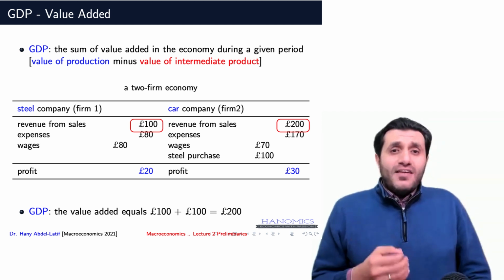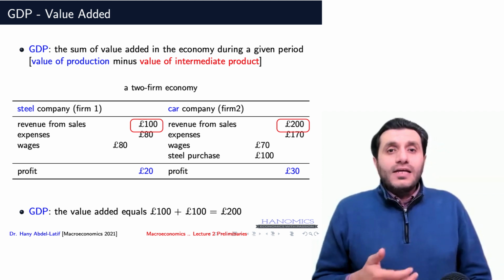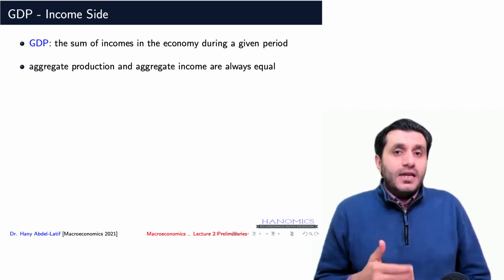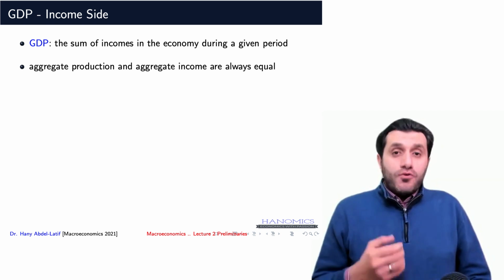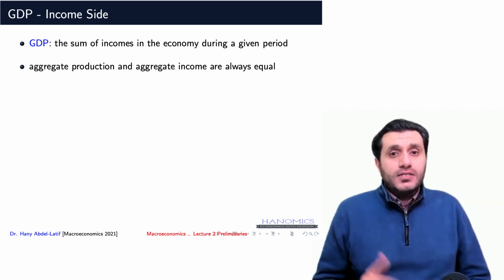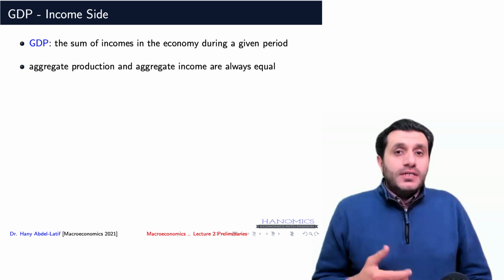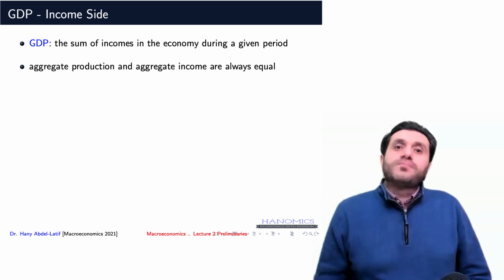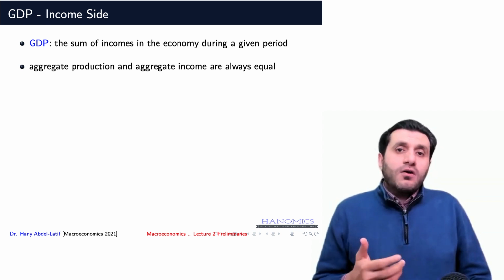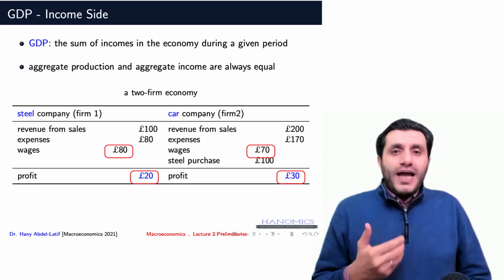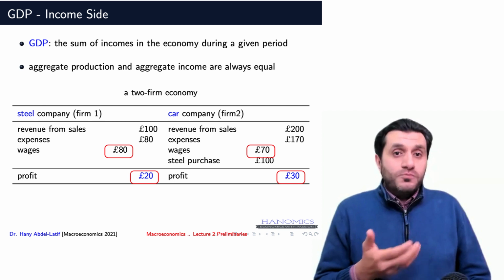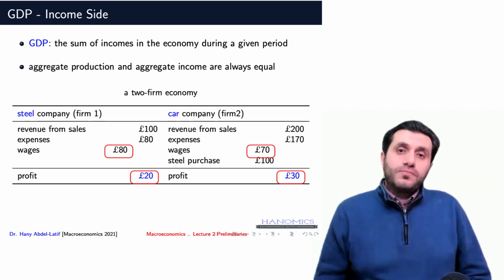Besides the value added approach, one can calculate the GDP from the income side by adding up all income in an economy during a given period. Remember, GDP is aggregate output, which is also the total income in a society. The aggregate production and aggregate income are always equal. Referring to our example, incomes in this example country are wages and profits, which add up to £200, the same GDP value we obtained using the value-added approach.